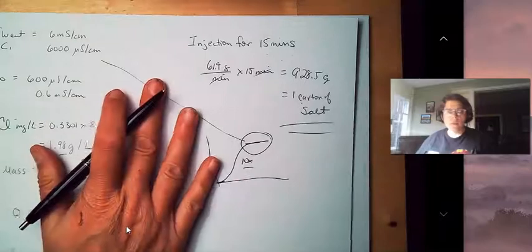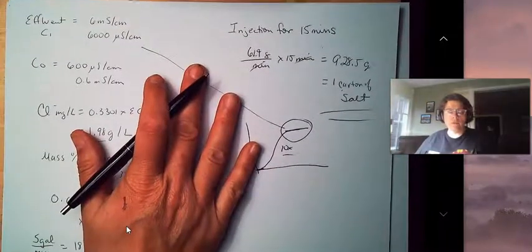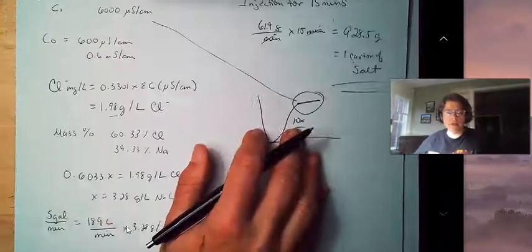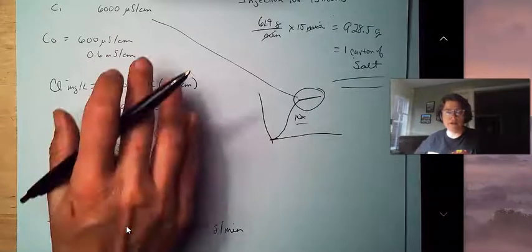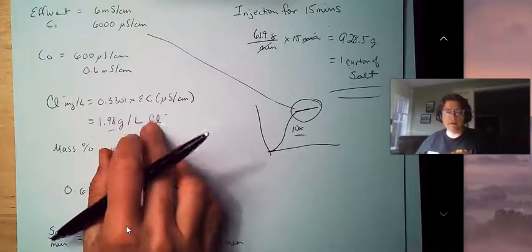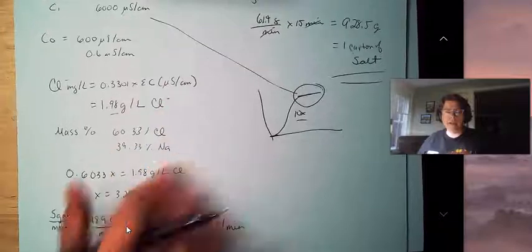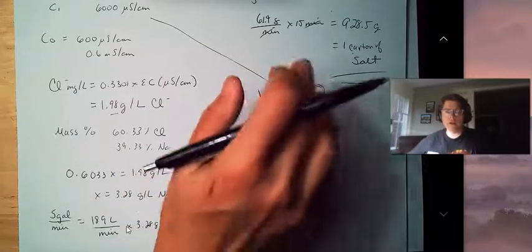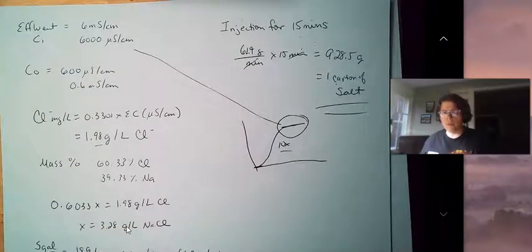So this is one way of using what we've been using for advection to talk about salt concentrations. I just wanted to show you how you can take something that's very easy to measure, like electrical conductivity, change it into a salt concentration, and then estimate how much salt you would need to be putting in.